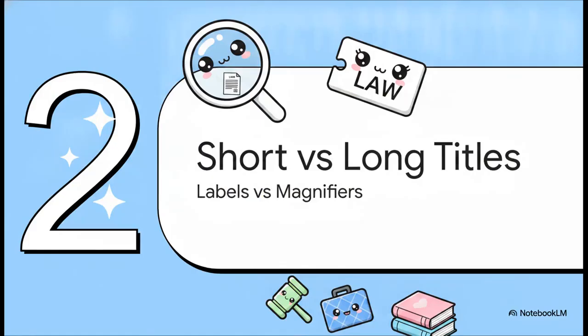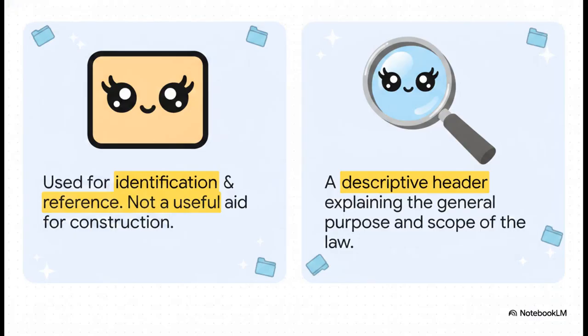Section 2. Short versus long titles. Labels versus magnifying glasses. So every piece of legislation generally has two very distinct titles, and you really need to know the difference. The short title is basically just a handy file label. Think of the Indian Penal Code, 1860, or just IPC, 1860. It's great for identification and quick citation, but as legal precedent tells us over and over, it carries very little weight and is absolutely not a useful aid for actual legal construction or interpretation. You cannot use it to restrict or expand the meaning of a provision.